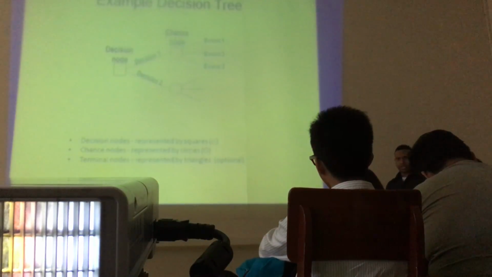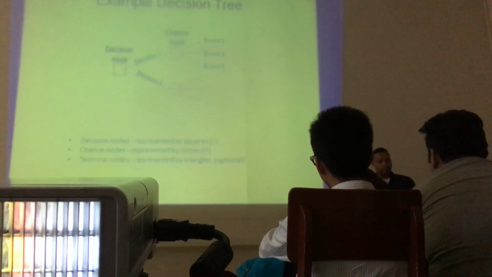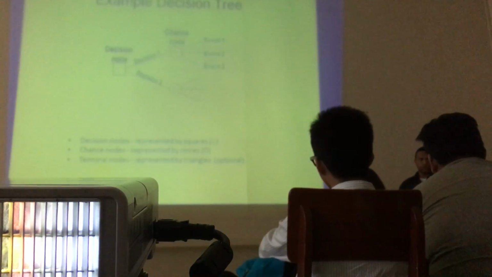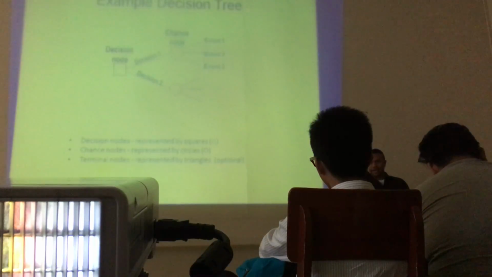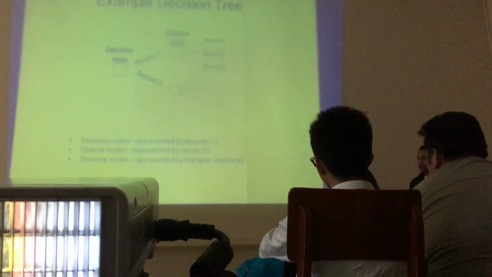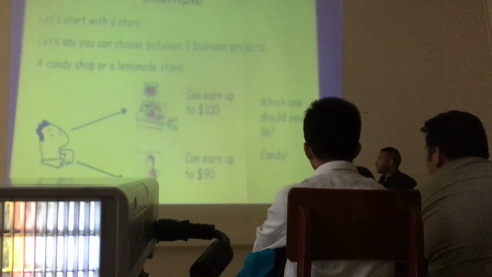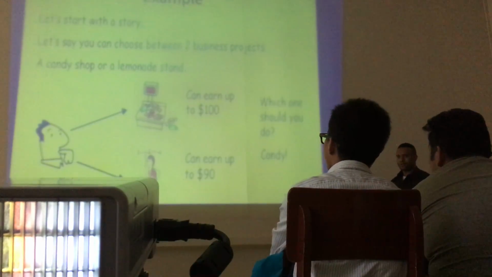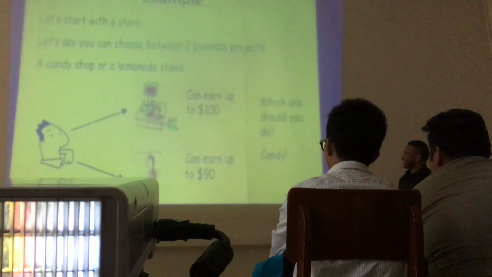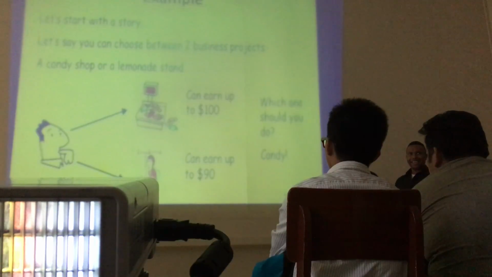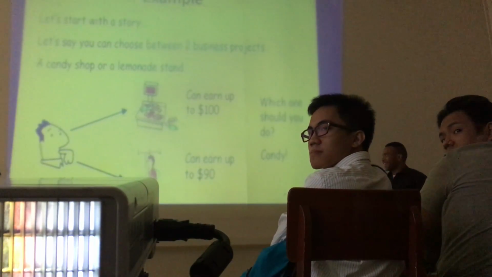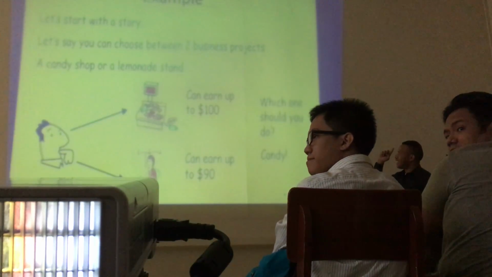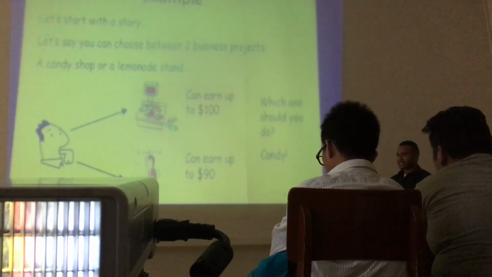Now I will be going through a very basic example which will show you how a decision tree helps in making decisions under risk. So let's have an example. Let's say Stanley is trying to do a business in USC, and there are two businesses he has in mind: a candy shop and a lemonade stand.